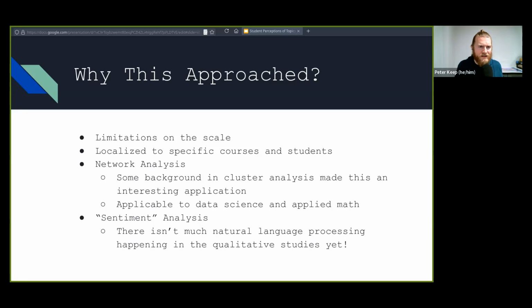And for the sentiment analysis approach, there have been a lot of studies that use an analysis of language, right? Some of the papers that we talked about showed how we can analyze these interviews and responses from students to sort them into categories, but there hasn't been much natural language processing happening, the actual algorithmic side of things. So we thought that was an interesting thing to do.